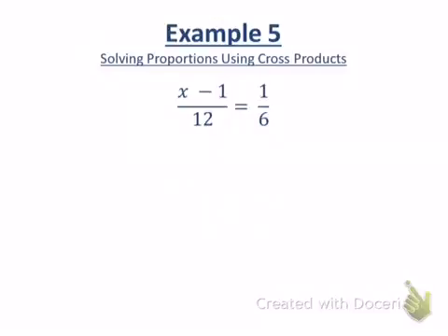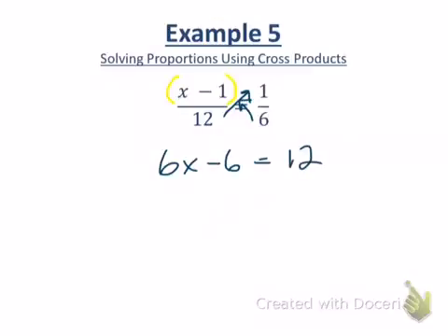All right, now what you have to remember here, guys, is the fraction bar is a grouping symbol, right? So we've got parentheses around the numerator there, which means when we cross multiply, what do we have to do? Distribute. 6 times x minus 1 is 6x minus 6, and 12 times 1 is 12.